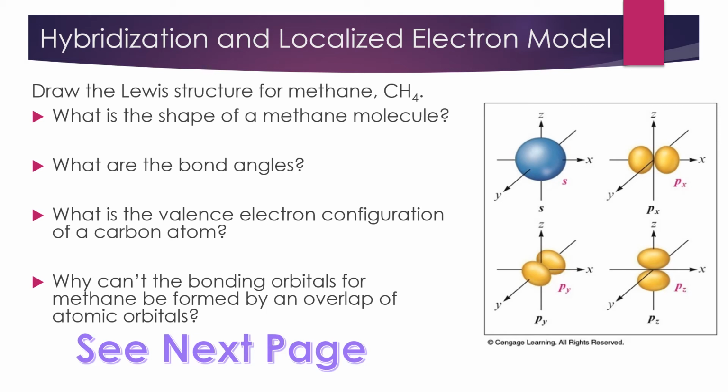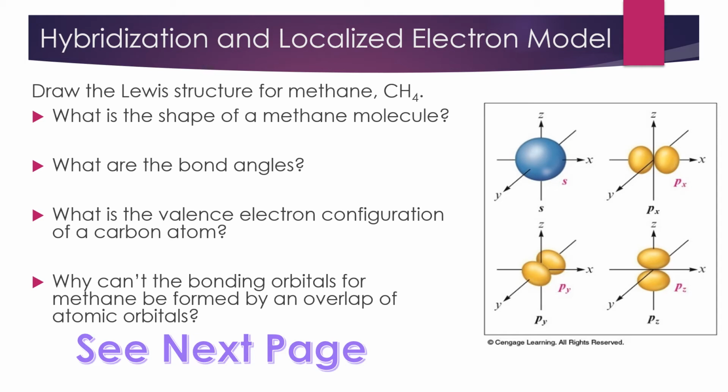And before we go to the next slide, let's make sure we answer these questions. What's the shape of a methane molecule? CH4 would be tetrahedral, with carbon in 4 directions. What are the bond angles? I think those bond angles are around 109, at least that's what my memory says. What is the valence electron configuration of carbon? We just did that, 1s2, 2s2, 2p2.